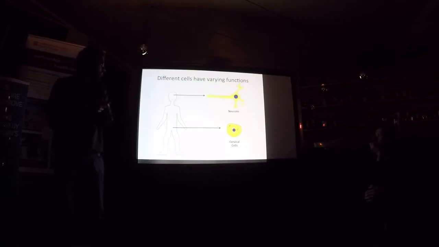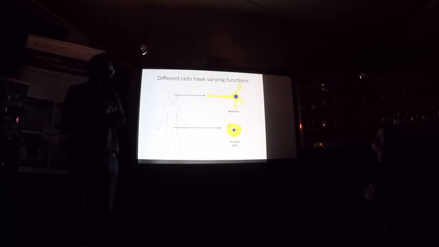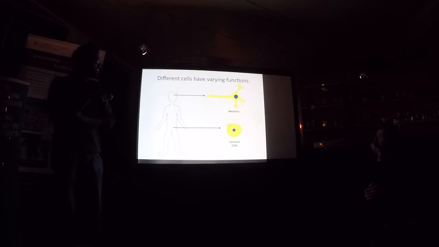For example, a neuron. Okay, so a neuron is quite long and streaming. Why is this? This is because its primary function is to transfer information from point to point. Right? So let's say from your head to your arm. Okay, so it's quite long. So the key point here is that the cellular shape is adapted to function.